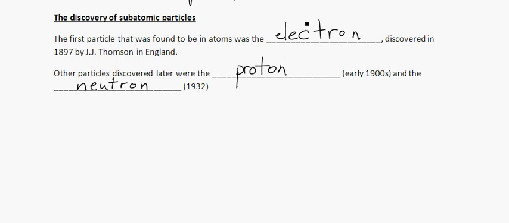The electron was discovered by J.J. Thompson in England. He called them corpuscles, which thankfully was changed to electron eventually. The proton was discovered shortly after that, and then notice that it was another 30 years or so before the neutron was discovered. You might think about why that would be. What is it about the neutron that's different than the other two that would make it harder to discover?